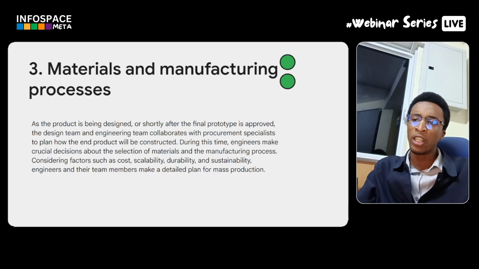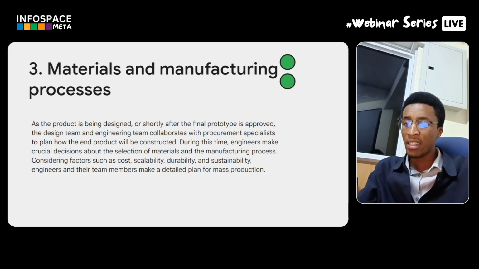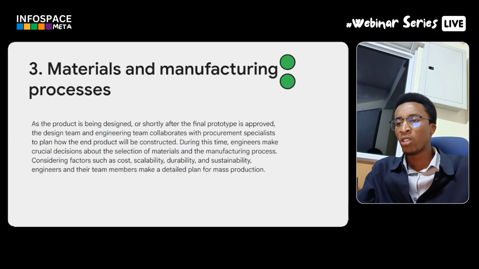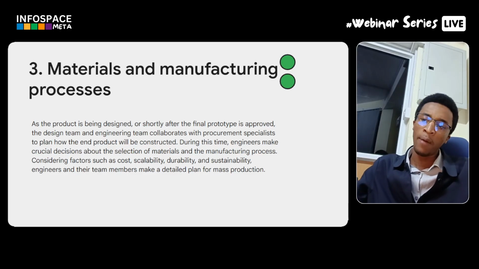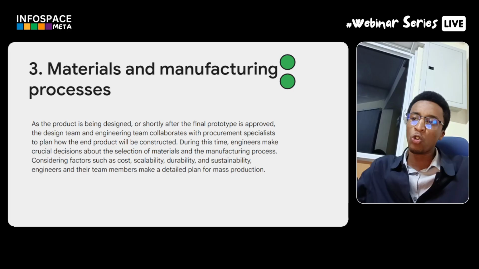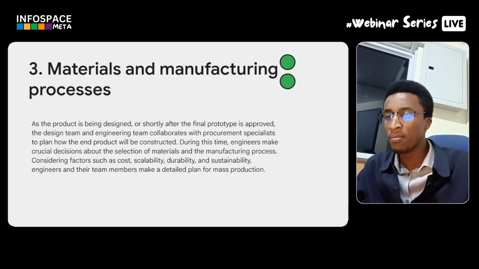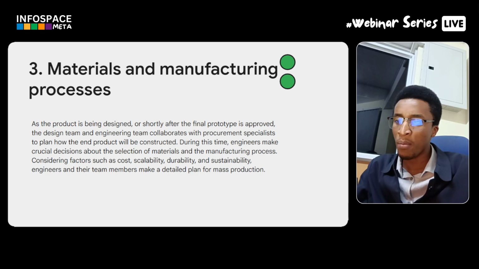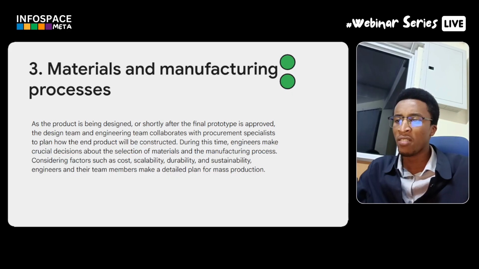You need to choose your materials and your manufacturing processes at this step and actually do it. So as the product is being designed, and shortly after a prototype, you need to go through your designs and your visualizations and choose the tools or materials that you're going to use. During this time, engineers will make crucial decisions about selection of processes. Am I going to use this process? Am I going to use this architecture?